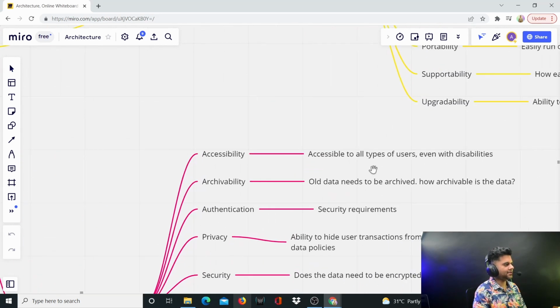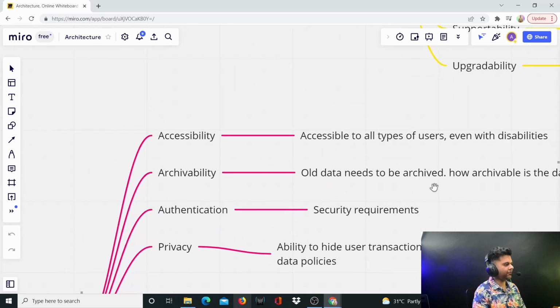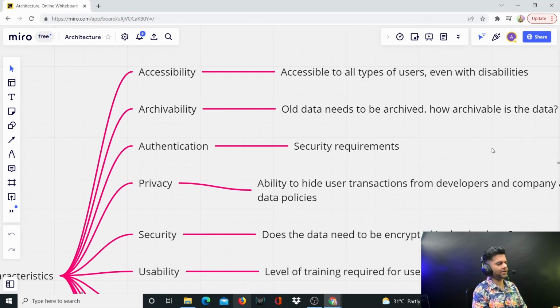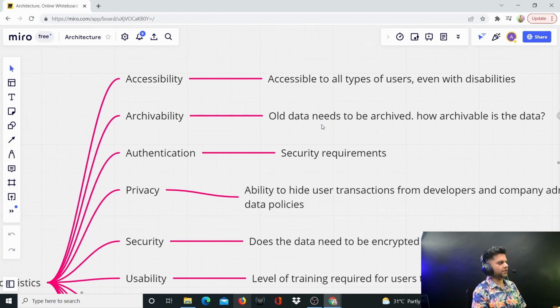Accessibility means your platform needs to be accessible to all types of users, even people who have disabilities, right? So you've seen text readers and different types of software trying to solve this problem. And then you have archivability. So you know that data becomes old really quickly on a platform, like an e-commerce platform. You don't necessarily want to store 3 months or 6 months old user data on your immediate database, right? You want to keep archiving it.